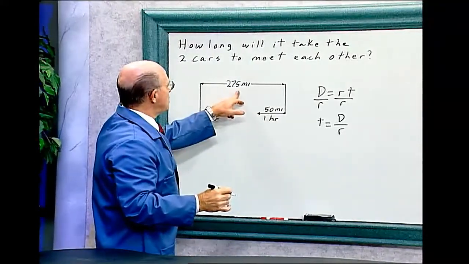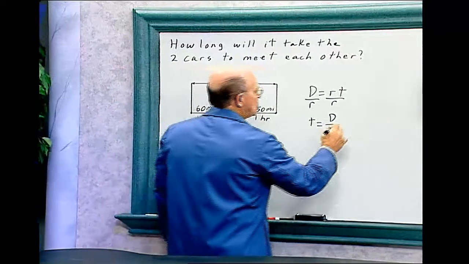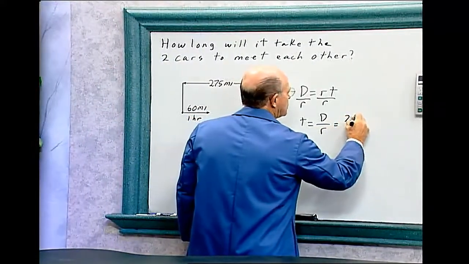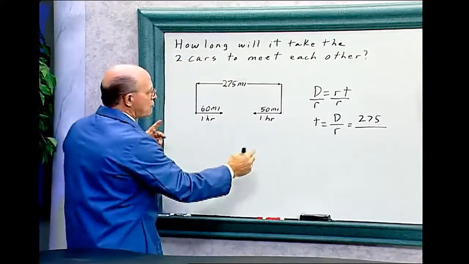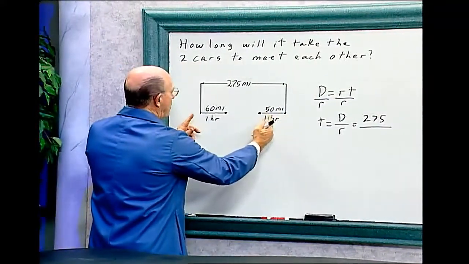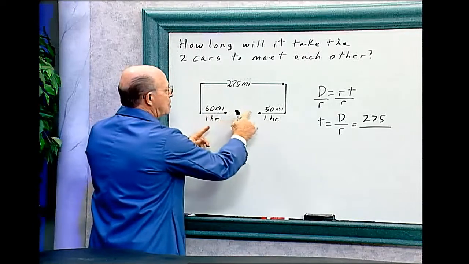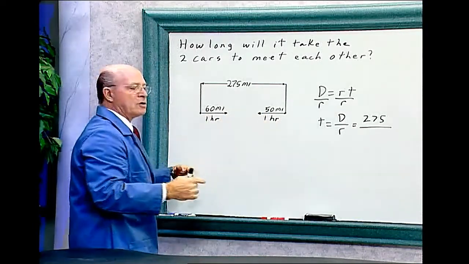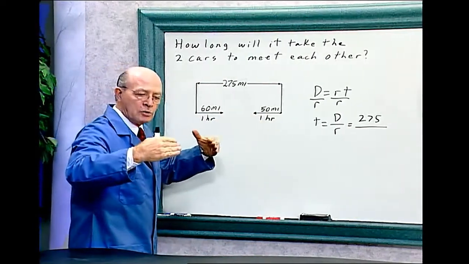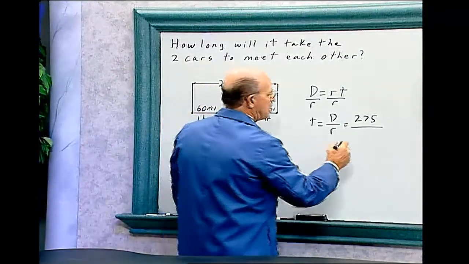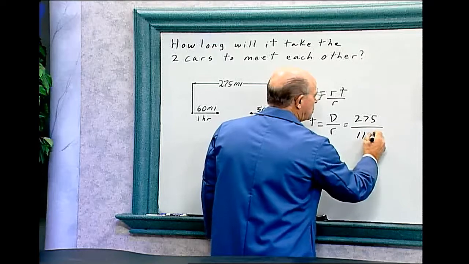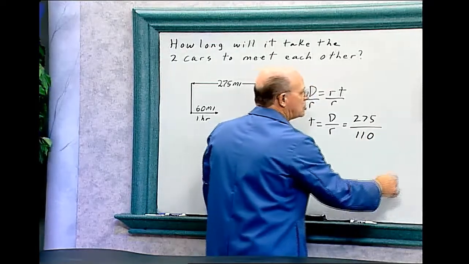And the total distance is 275 miles. And the rate of these two cars, if we combine them together, 60 plus 50, they are traveling together since they're going to meet each other. They're traveling 110 miles per hour. 110. So let's go to the calculator.